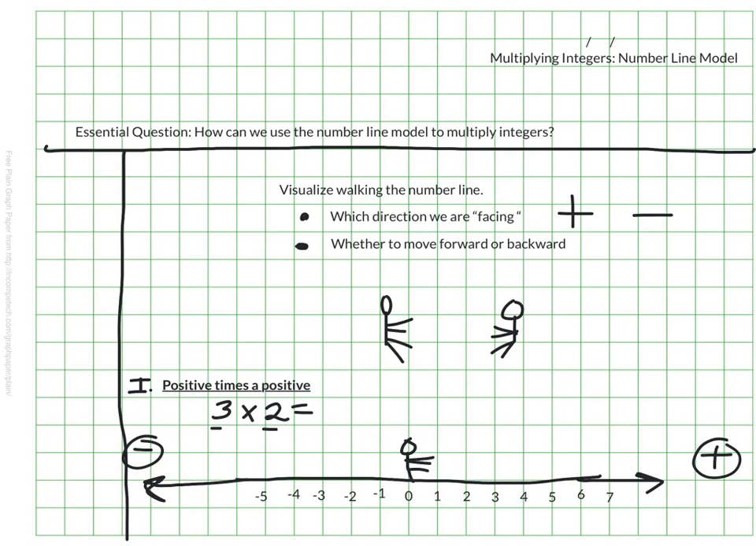And because it's 3, we're going to be making 3 jumps. The second integer is also positive, which means we're going to be moving forward. So this is the direction we're facing, and we're moving forward in that direction, 2 units at a time. So facing the right, I go once, 2 units, twice, 2 units, and 3 times, 2 units. And of course I end up on 6 because 3 times 2 is 6.